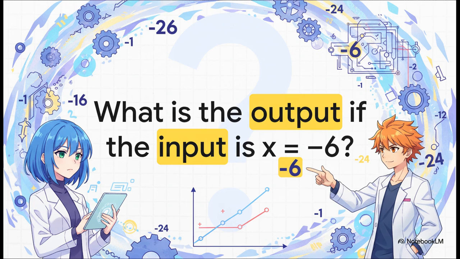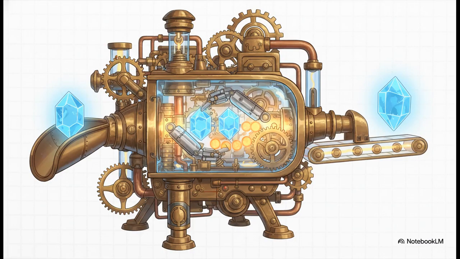All right, pop quiz for you. What do you think happens if we put a negative number into this machine? Let's say a -6. Does the rule still work? Yep, of course it does. The machine just follows its programming, no questions asked. It takes the -6, multiplies it by 2 to get -12, then adds 3. And the result? -9. It's this consistency that makes these relationships so incredibly useful.